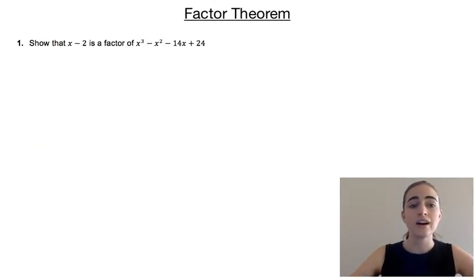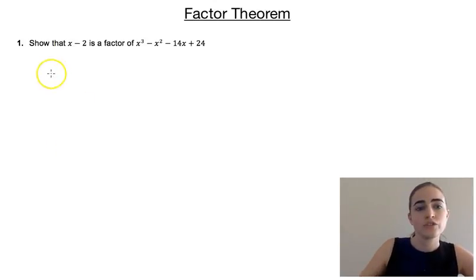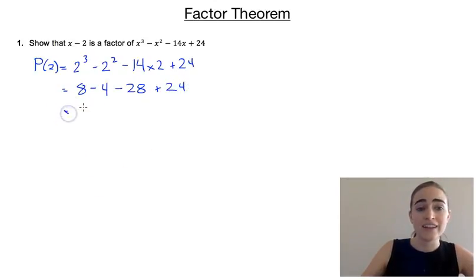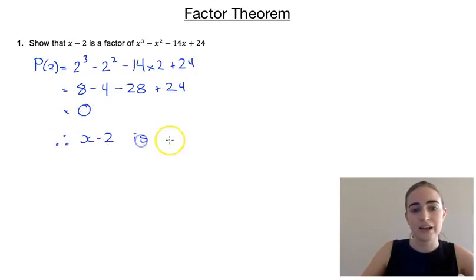So our first example asks us to show that x minus 2 is a factor of x cubed minus x squared minus 14x plus 24. So to do that, we're going to find p of 2, and if it's a factor, then this should come out to equal 0. So we're going to have 2 cubed minus 2 squared minus 14 times 2 plus 24, which gives us 8 minus 4 minus 28 plus 24. And if we figure that out, it does come out to be 0. So therefore, x minus 2 is a factor of that polynomial.